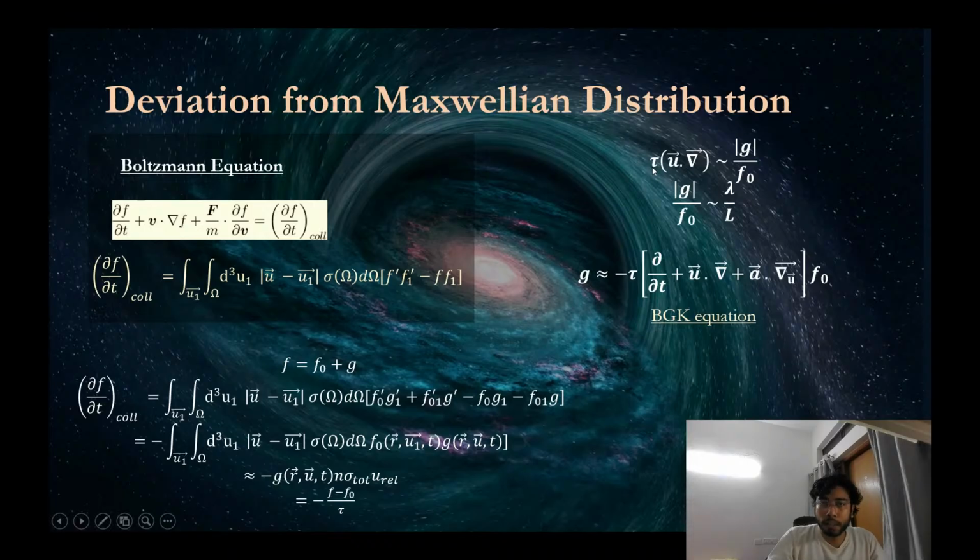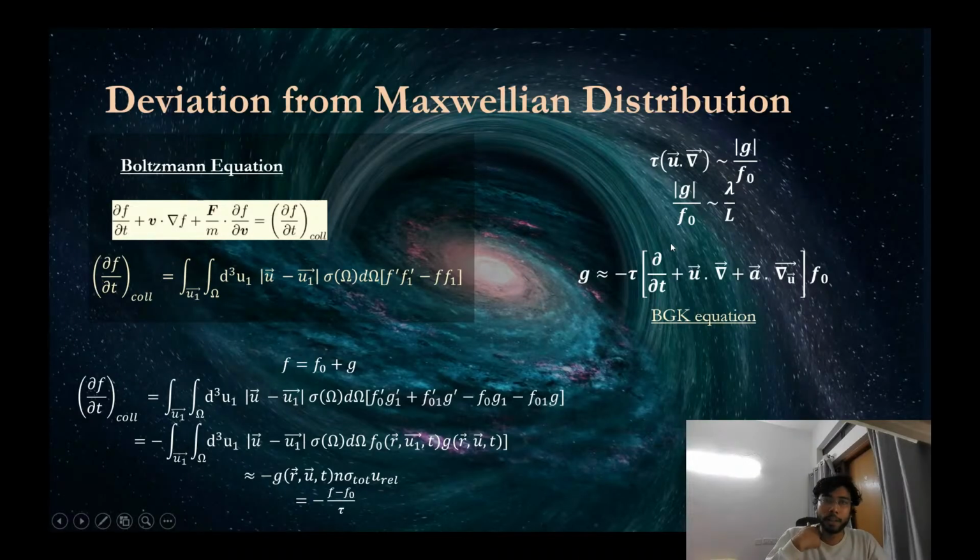Now, u tau. u is the velocity, tau is the mean time between collisions. So u tau is basically lambda. That's how we got this expression, right? u by lambda is tau, so u tau is lambda. And del is del x, that is just a gradient, which is of the order of 1 by L, the length. So this side will reduce down to lambda by L, and this will be g by f naught.